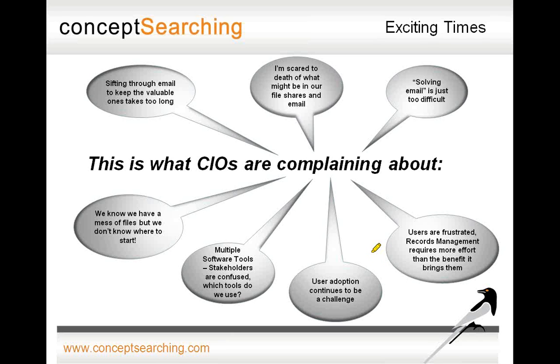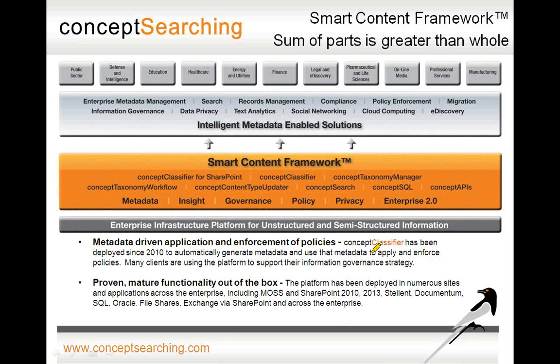Well, as you mentioned, we have a solution, and that solution is what we call the Smart Content Framework. And really, it is definitely one of those solutions where the sum of the parts is greater than the whole, because it isn't that we just have a great search solution or a great taxonomy solution or a great classification solution or a great migration solution. It's that you need those 4 pieces to actually have smart content.